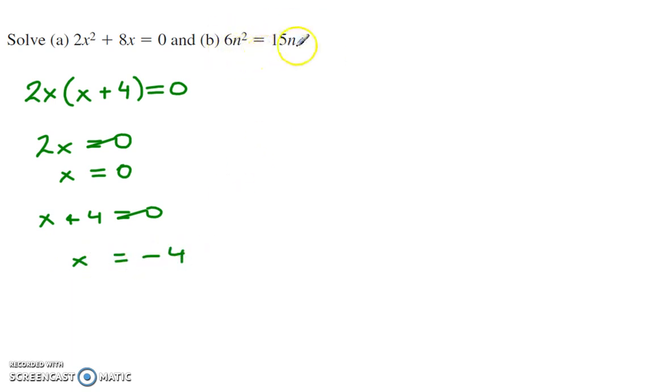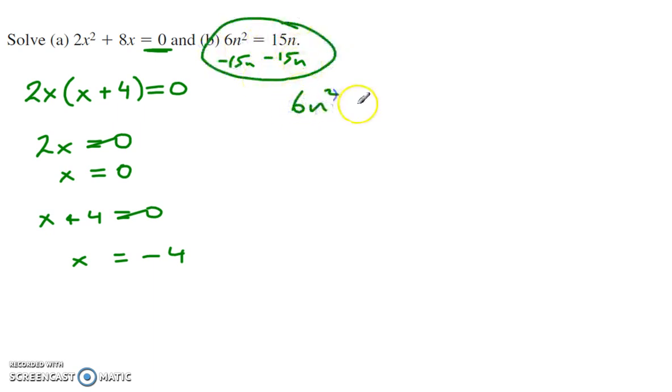All right, and then right here, we want to make it equal 0. First thing we're going to do is subtract 15n from each side. First thing we do is set it equal to 0, so now we have it in standard form, 6n squared minus 15n is equal to 0. There we go in standard form. Now we factor out and put it in factored form.